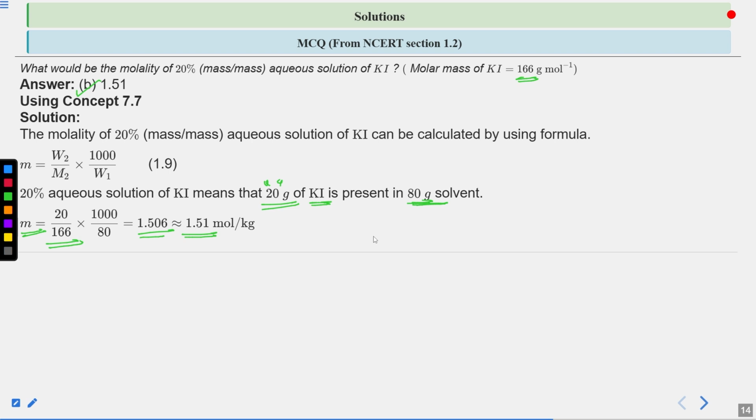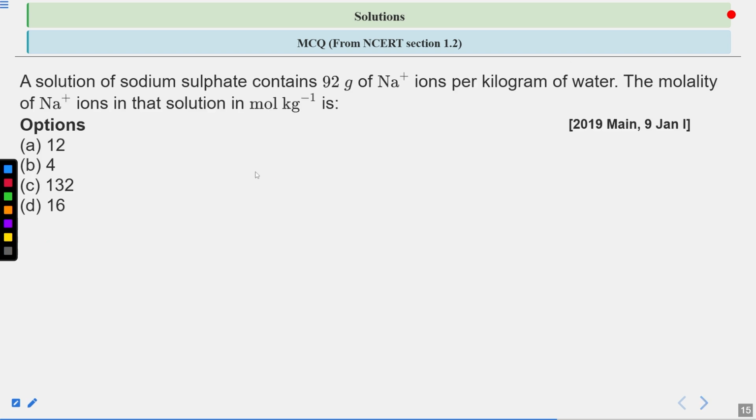Okay, moving on to the next question. This question is from the NCERT section 1.2 in the chapter Solutions. The question asks: a solution of sodium sulfate contains 92 grams of sodium ions, Na positive ions, per kilogram of water. The molality of sodium positive ions in that solution in mole per kg is.